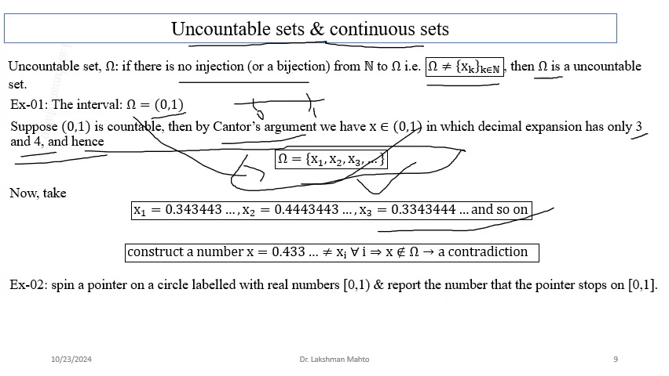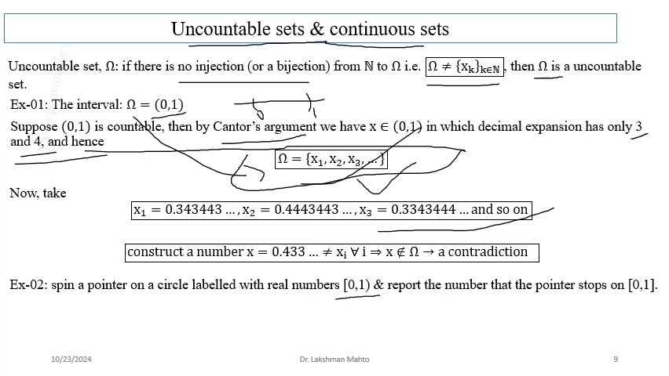Another example of a continuous set: you might have seen some kind of casino scene in a movie. There, a pointer moves along the circumference centered at the origin, the center of the casino game, okay. And if you talk about the reading on the circumference, it is a continuous number. That circumference would be a continuous number, some kind of interval.